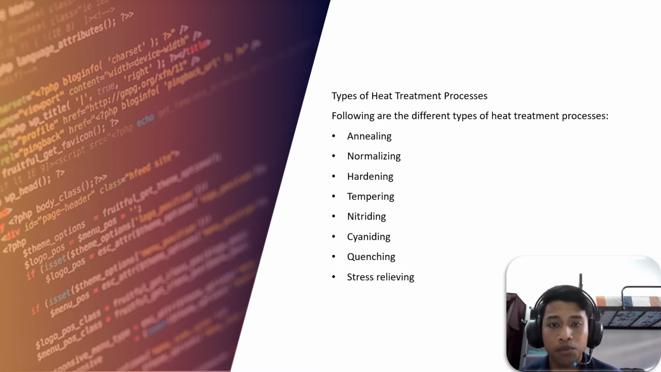Types of heat treatment process. Following are the different types of heat treatment process. First, we got annealing. Second, normalizing. Number 3, hardening. Number 4, tempering. Number 5, nitriding. Number 6, cyaniding. Number 7, quenching. And the last is stress relieving.